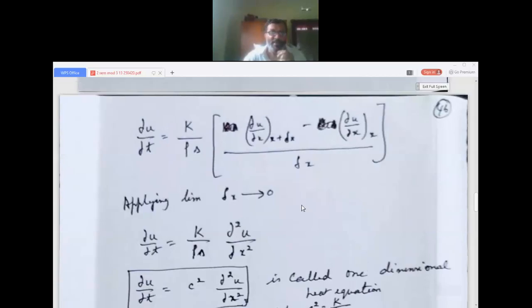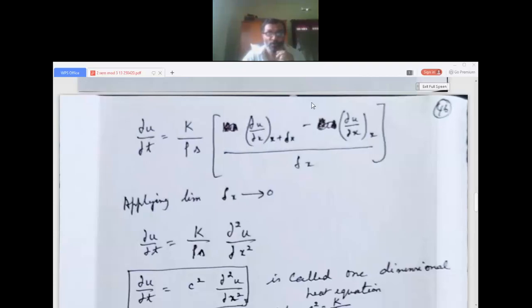Now we apply limit delta x tends to 0. So dou u by dou t equals K by rho s into, this is nothing but the rate of change of the derivative. That is the differentiability rule. That is limit h tends to 0 of f of x plus h minus f of x divided by h is f dash of x. That is the rule of derivative.